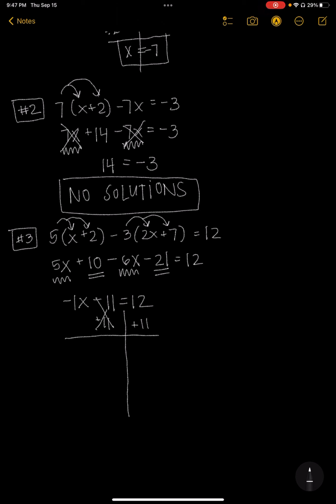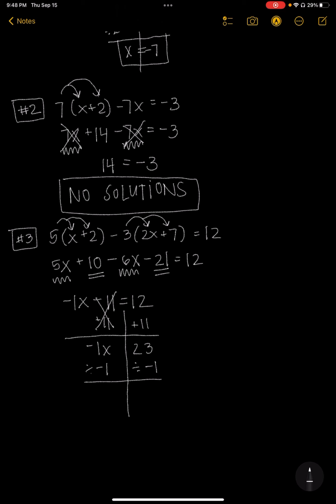And then the 11s on the left side cancel out. We're just left with negative 1x. And then 12 plus 11 gives me 23 on the right side. Okay, now we want to get rid of the negative 1. Right now the negative 1 is multiplying the x. So to get rid of it, we do the opposite, which means we divide by negative 1.